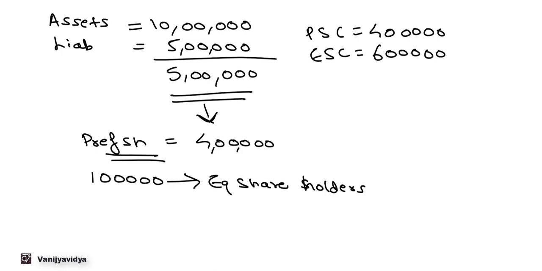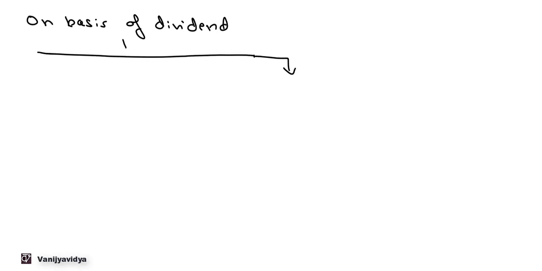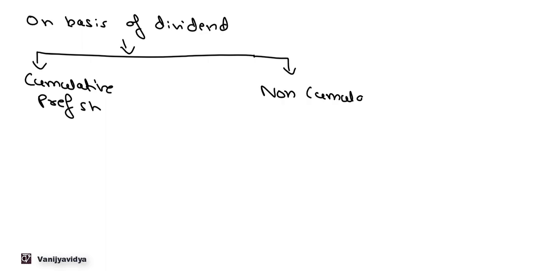So now let us see what are the various types of preference shares. So first is on the basis of dividend. So on the basis of dividend, there can be two types. One is cumulative preference shares and non-cumulative preference shares.